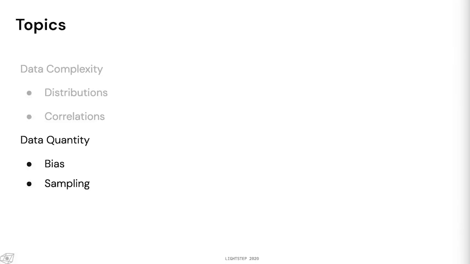So I hope I've convinced you now that you can do some cool analysis with traces, and you might be wondering at what cost. And that's the next topic I want to talk about, data quantity. We obviously have a lot of trace data, and as our systems get more complex, traces get more complex. So we want to figure out what is the best data to capture. And so the topics here I want to cover are around bias and sampling.